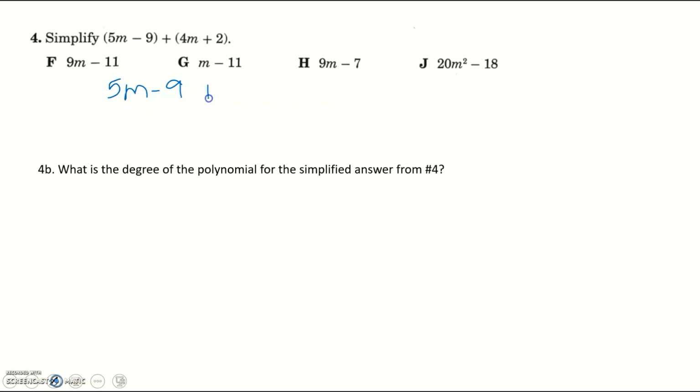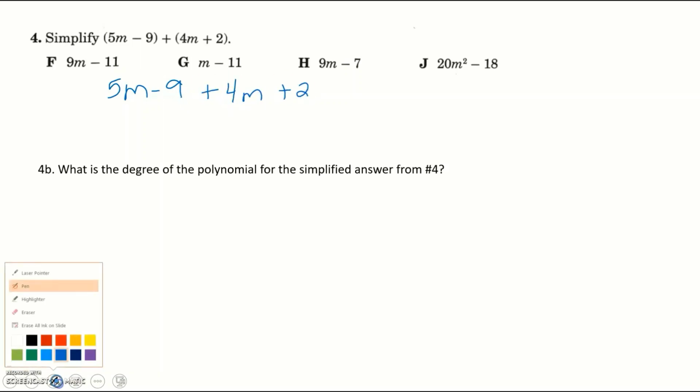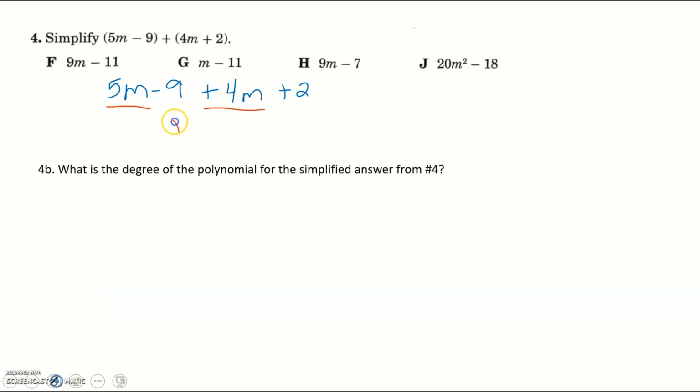We can say 5m minus 9 plus 4m plus 2. And we can combine our like terms. 5m plus 4m would give us 9m. And negative 9 plus 2 would give us negative 7. 9m minus 7 is our answer.